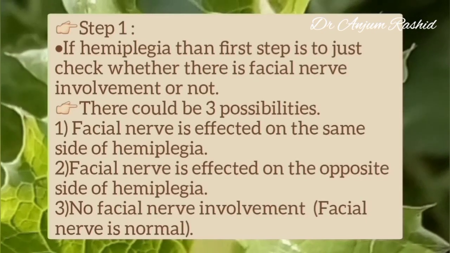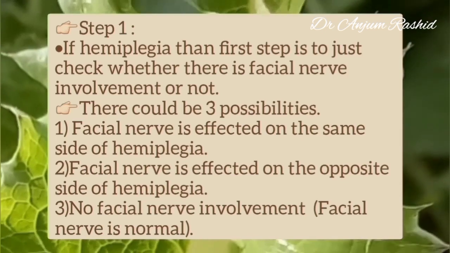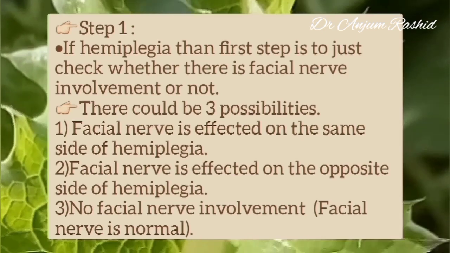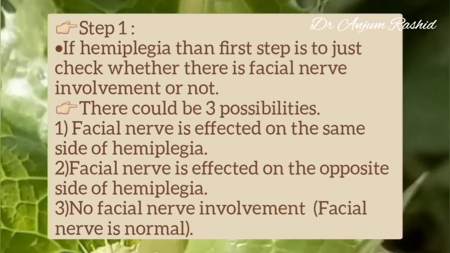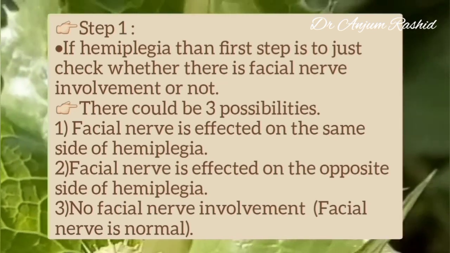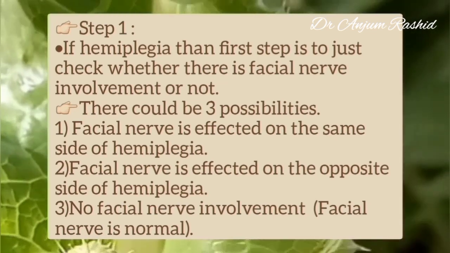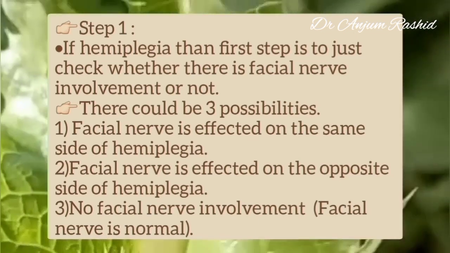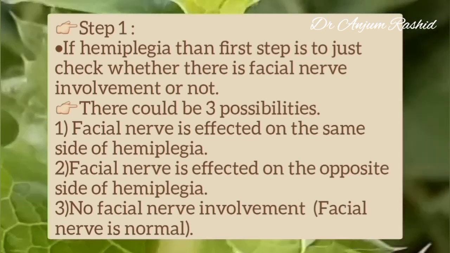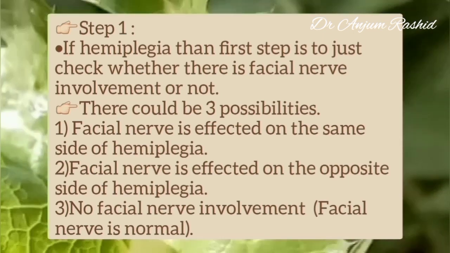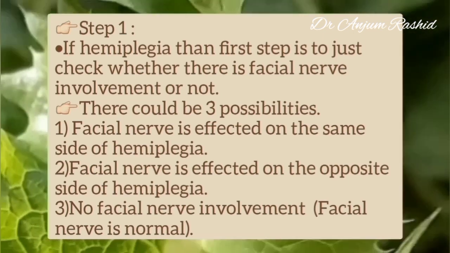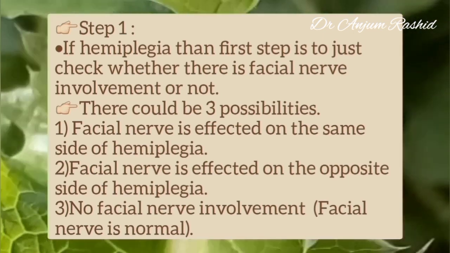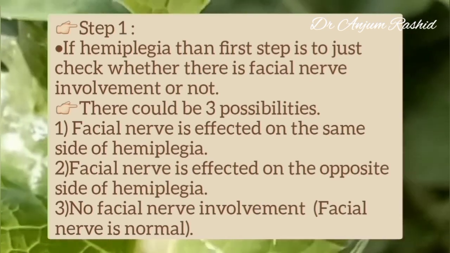If hemiplegia, then first step is to just check whether there is facial nerve involvement or not. There could be three possibilities. Number 1. Facial nerve is affected on the same side of hemiplegia. Number 2. Facial nerve is affected on the opposite side of hemiplegia. And number 3. No facial nerve involvement, that is, facial nerve is normal.